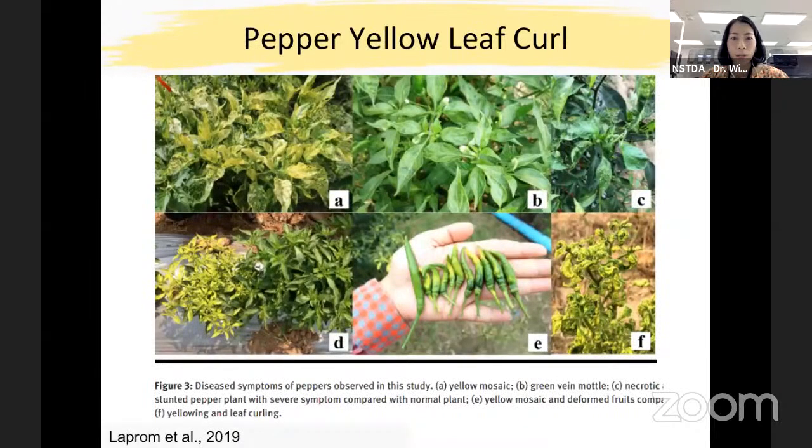So this is what it looks like when the chili pepper is infected with the begomovirus. You can see on the upper left here that the leaf is curly and it's yellowish, and the fruit size is affected. It's also discolored. It turns yellow. It doesn't look very healthy. And obviously you cannot sell these, and so it affects the yield production.